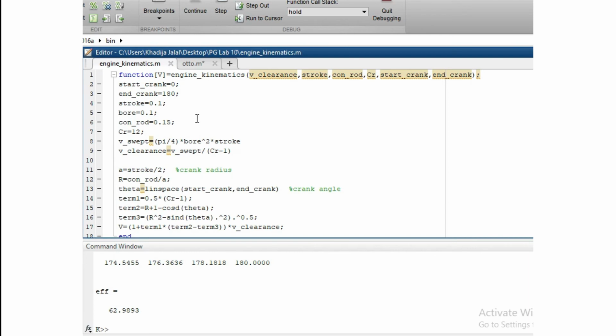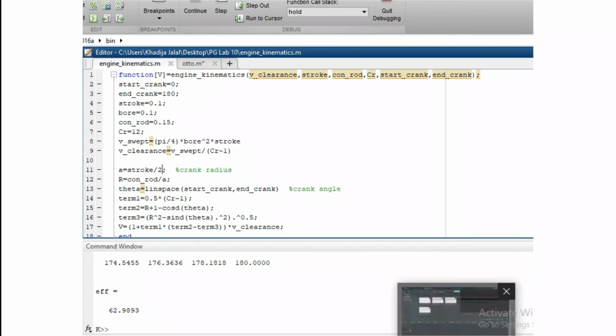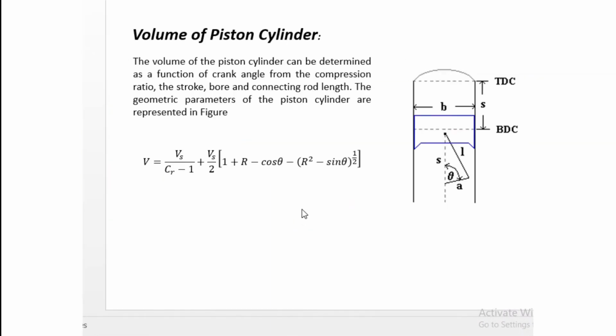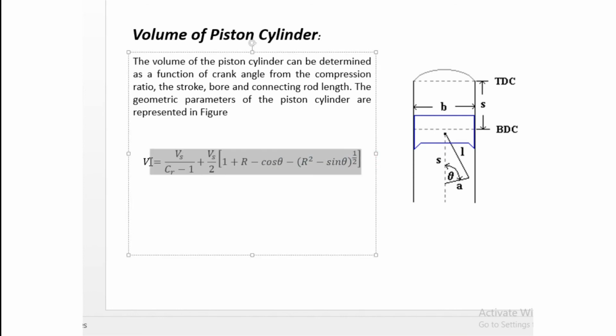So by using these values, now we will find the crank radius. The crank radius is actually equal to stroke divided by 2. We will get the crank radius A, and then we will find R by dividing the connecting rod length by this crank radius A. Now in order to define the function of volume, the volume equation is already described here. So we will define each function here in MATLAB.